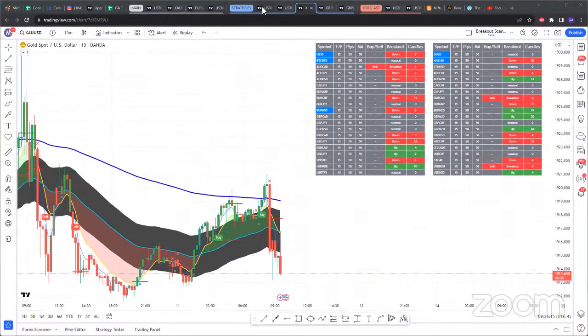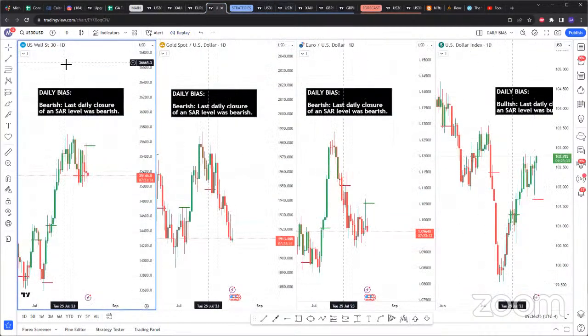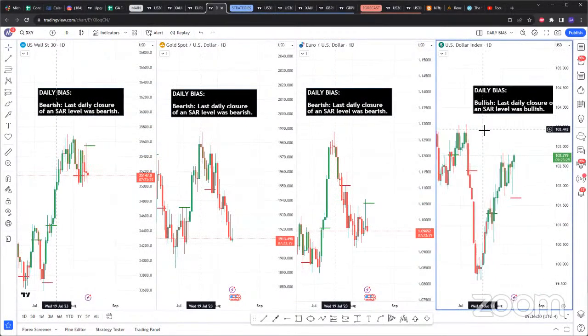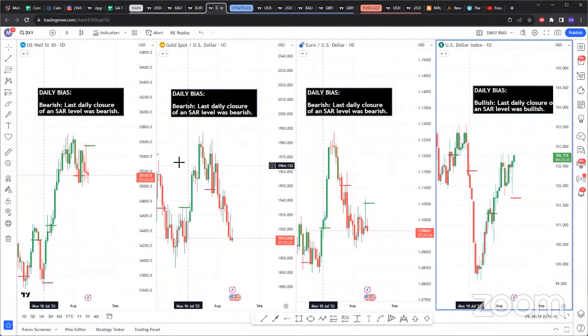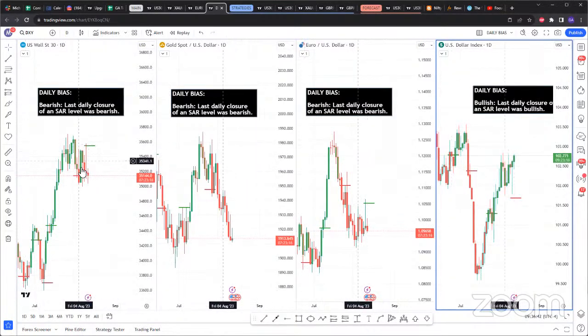So today I just want to focus on the SAR strategy and any questions you guys may be having. Yesterday I spent time on this new chart that has US 30, gold, EU, and the US dollar on the daily time frame, with just the SARs. Yesterday I backtested all these four instruments on the daily time frame to understand how these levels work.